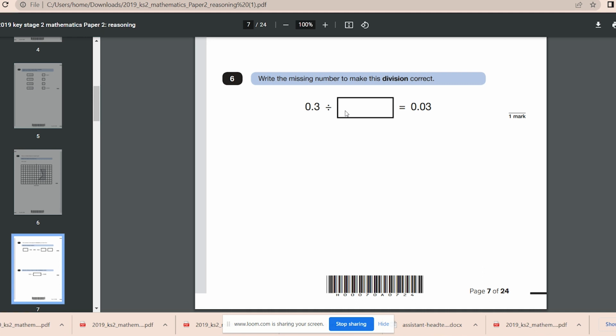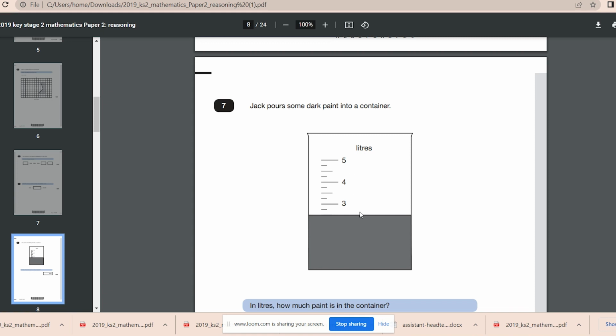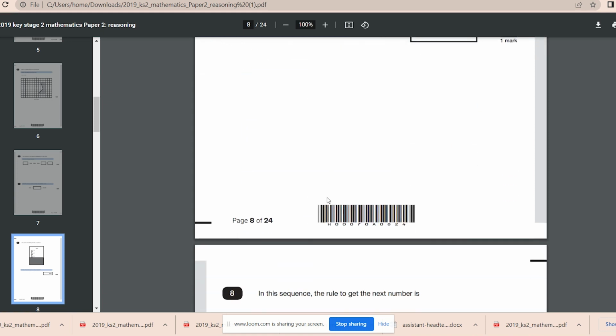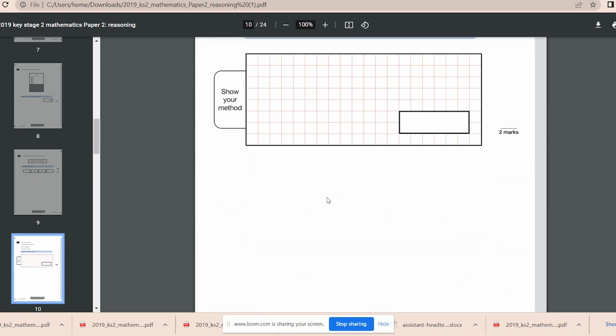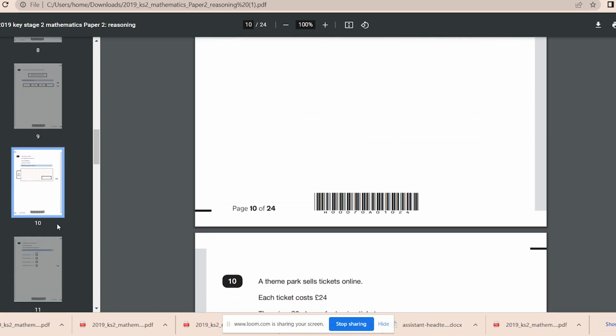Again, this is a multiply and divide by 100 question, but just looks slightly different. Measurement, capacity, how many litres are recorded in here. So you can really see the variety of different questions that the children are asked to do. This is the first number problem question, multi-step, where they've been asked to do a few different things. Jack chose a number, he multiplied the number by 7, then he adds 85, his answer was 953. So working backwards, can they get to the number that Jack started with, subtracting this 85, and then dividing that number by 7 would give them that number at the beginning. But you can see there's more than one step involved there.